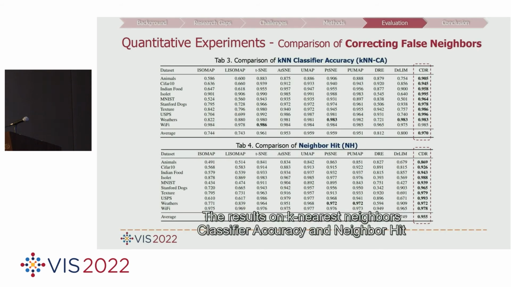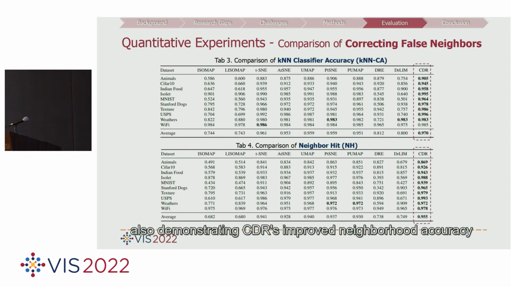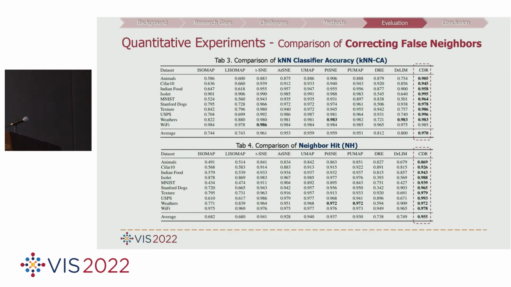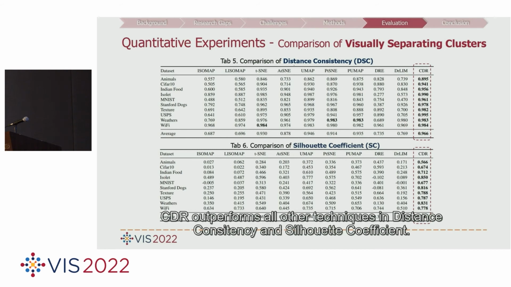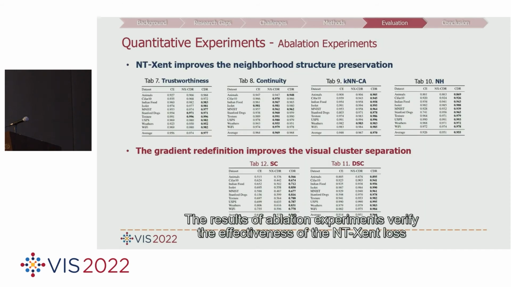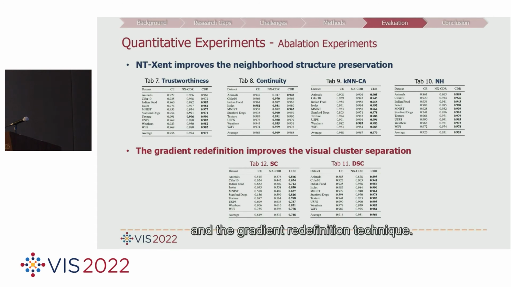The results on k-nearest neighbors classifier accuracy and neighbor hit also demonstrate CDR's improved neighborhood accuracy and ability to correct false neighbors. In terms of visual cluster separation, the results show that CDR outperforms all other techniques in distance consistency and silhouette coefficient. The results of ablation experiments verify the effectiveness of the NTX-ENT loss and the gradient redefinition technique.